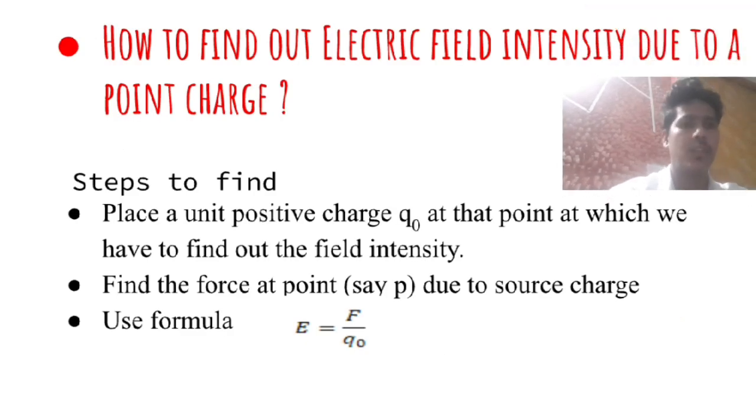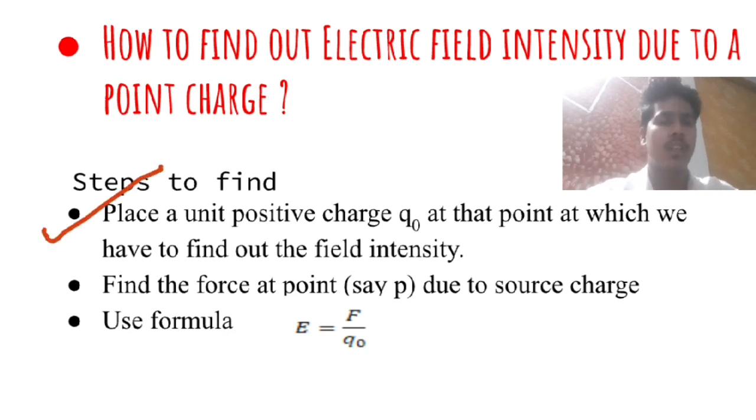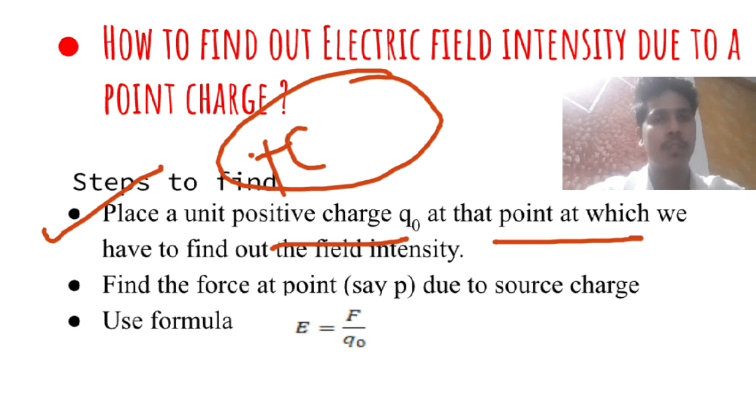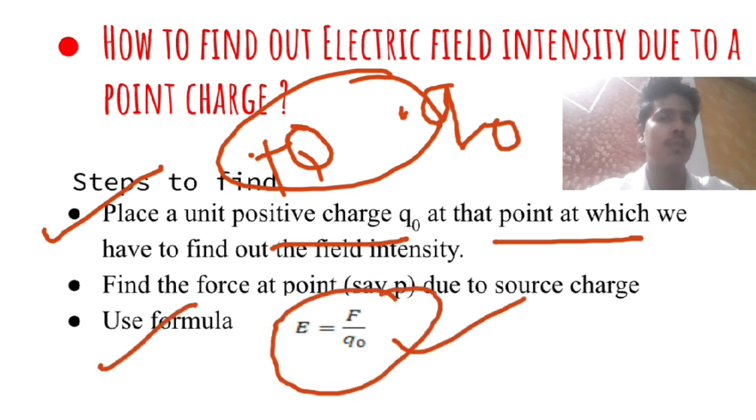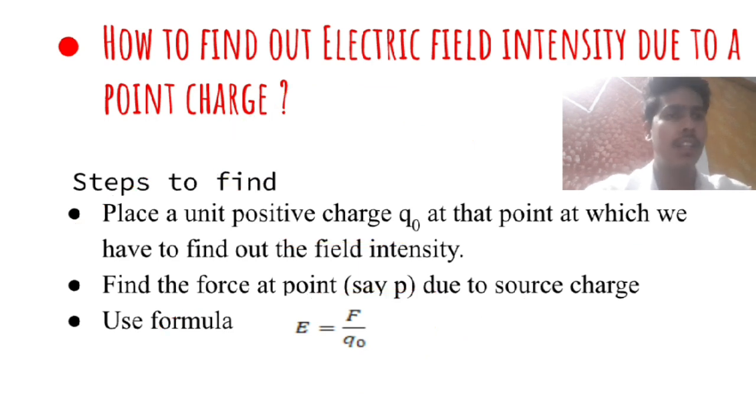If I want to find out the electric field intensity, or the field strength, how can we find it? There are some steps. Place a positive unit charge q naught at the point at which we want to find the field intensity. If we have this space and this is our positive charge q, and I want to find the field strength at this point, then I put the q naught charge at this point. Now we use the formula E equals F upon q naught, and by using this formula we can find the electric field strength.